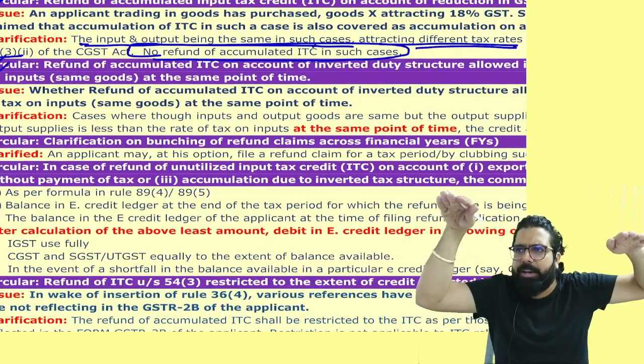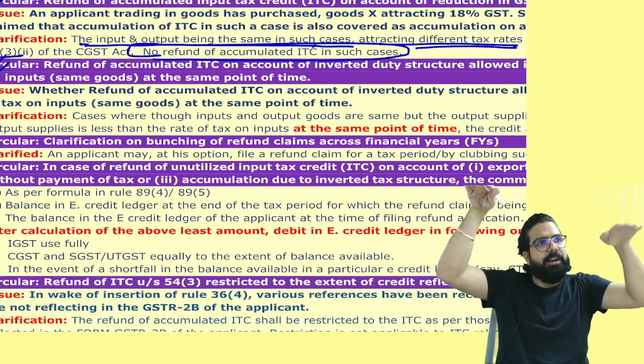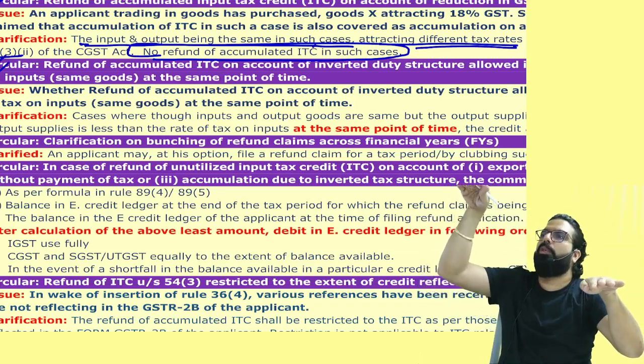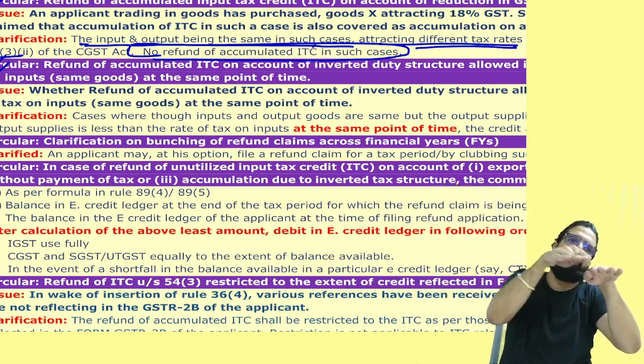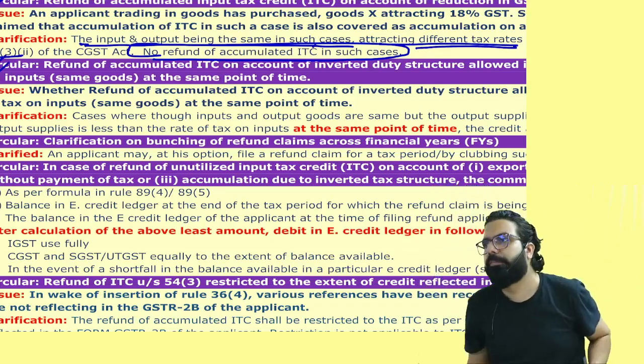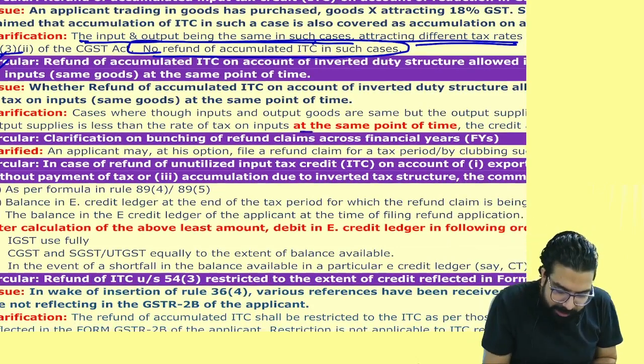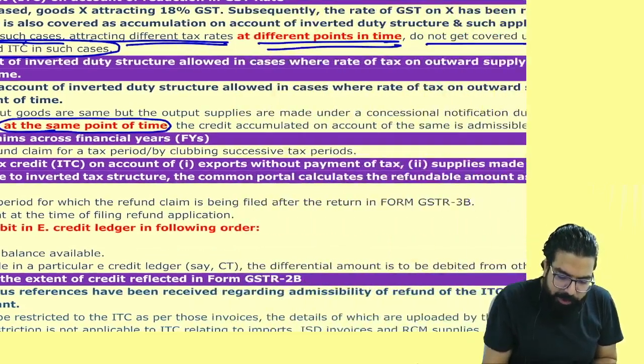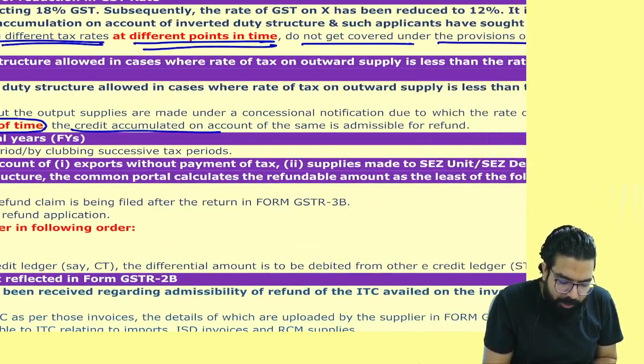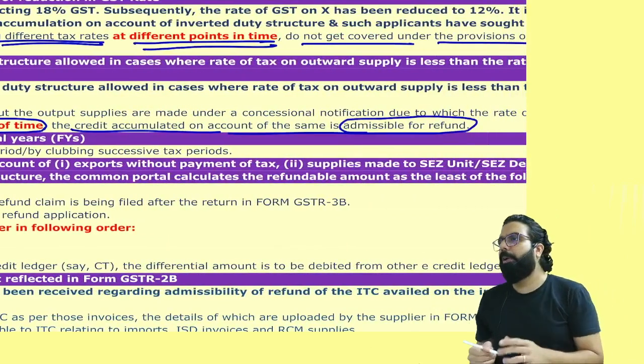I bought at 18, and when I am selling in the same year, at the same time, I am selling at 12. You know why? Because of an exemption notification. Then they are telling that if it is at the same point of time, you will get the IDS refund. If it is at the same point of time, the credit of the accumulated ITC will be admissible for refund. Is my point clear to all?